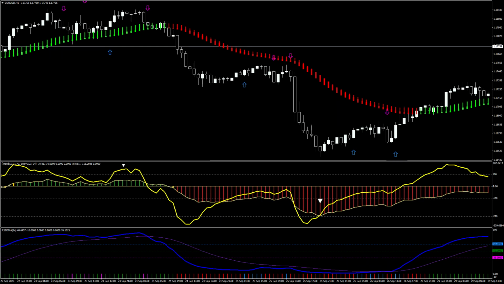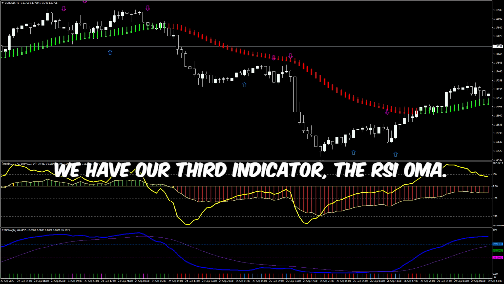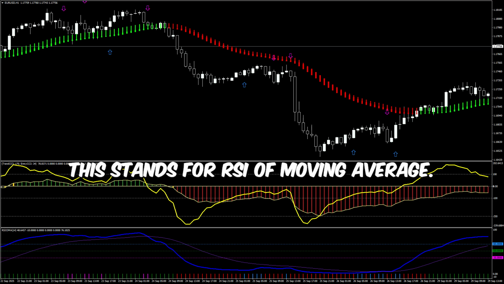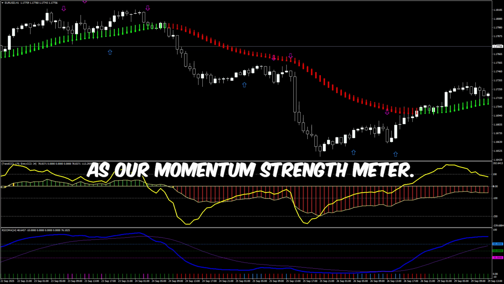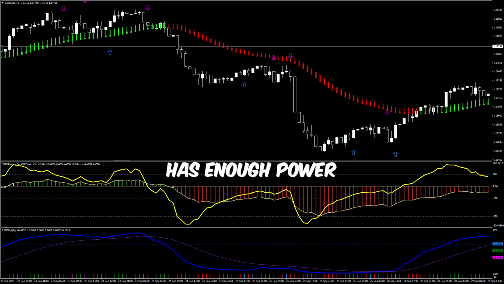Moving on to the bottom window of our chart, we have our third indicator, the RSI OMA. This stands for RSI of moving average. Just like the others, we are keeping this on the default settings. This indicator acts as our momentum strength meter. It helps us ensure that the market has enough power to push in our direction.